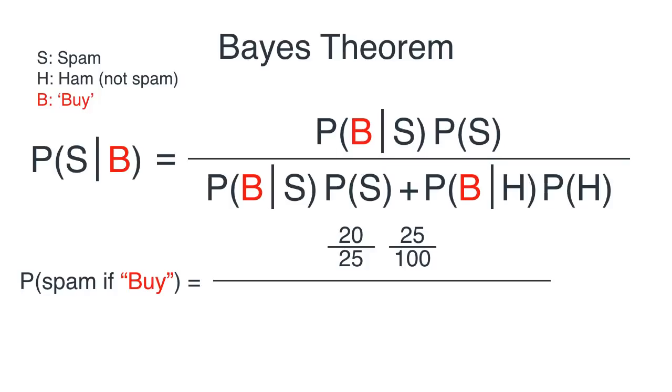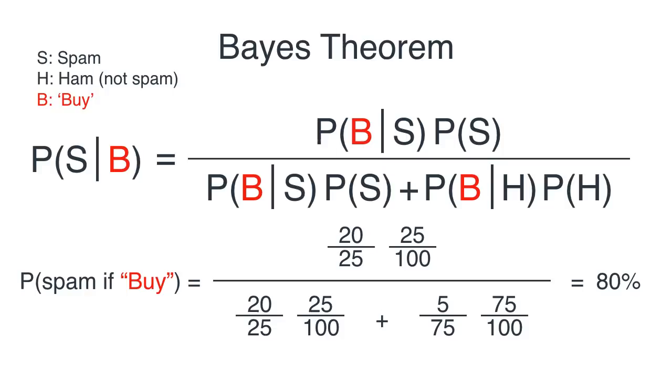So in the bottom goes everything, the total. That's the same thing, 20 over 25 times 25 over 100, plus the ham ones. So what's the probability of the word buy appearing if the email is ham? That's 5 out of 75, because out of 75 ham emails, 5 of them had the word buy. And the probability of an email being ham, well, 75 over 100. So if you do that whole formula, you get 80%. But the interesting thing is, if you look at what we did, it was exactly that.